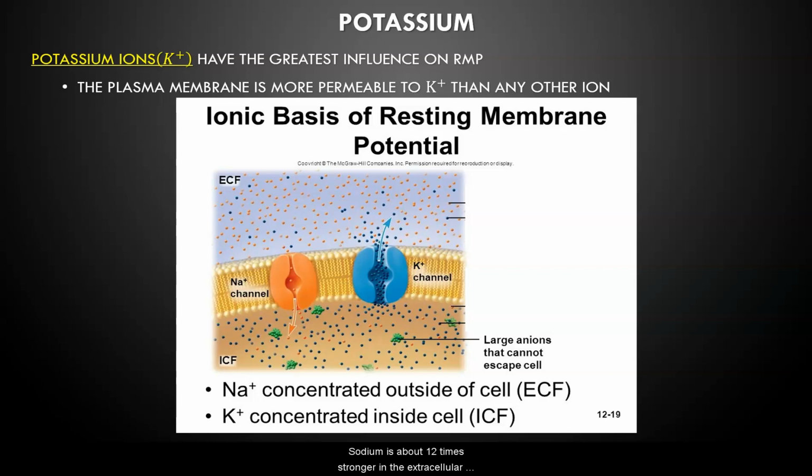Sodium is about 12 times stronger in the extracellular fluid as it is in the intracellular fluid. The resting plasma membrane is just much less permeable to sodium than it is to potassium, but the sodium is still able to diffuse down its concentration gradient into the cell because it is attracted by the anions in the cell, the negatively charged ions. The sodium leak is only a trickle. It's just a little bit, and it's much less than the potassium leak, but it is enough to cancel out some of that negative charge inside the cell, and it reduces the voltage across the membrane.